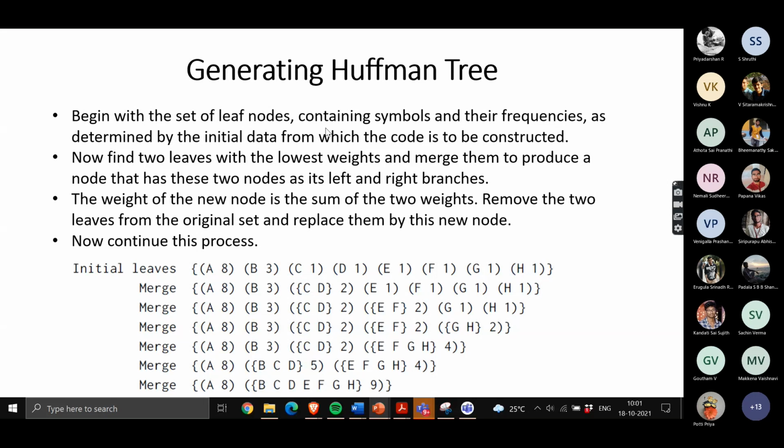So if you look at the construction of a Huffman tree, first we have an input set, then we find the lowest frequency nodes and merge them. This process has to be continued till all the nodes are combined or merged.